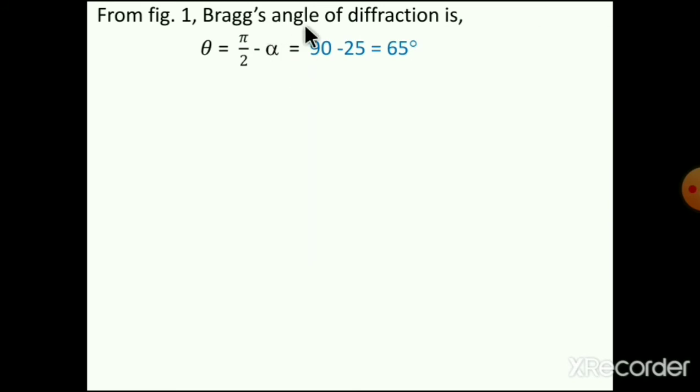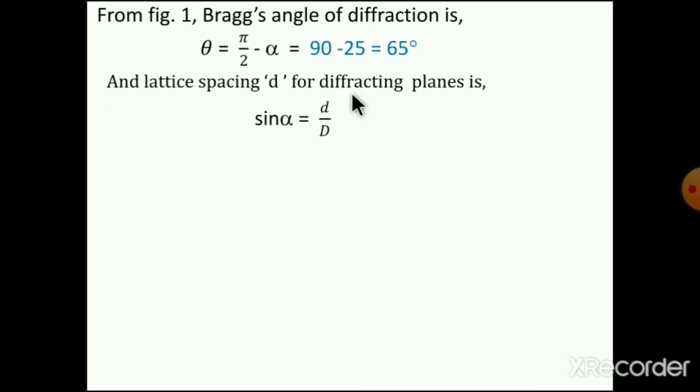Here, from this figure 1, we have to draw earlier. Now how do we find the Bragg's angle of diffraction theta? This is 90 degrees minus alpha, and this is 65 degrees. Also the lattice spacing between the two planes in a nickel crystal, that we denote by small d, and the distance between the two nearest neighboring atoms, that we know as capital D. Then we get sin alpha is equal to small d by capital D.